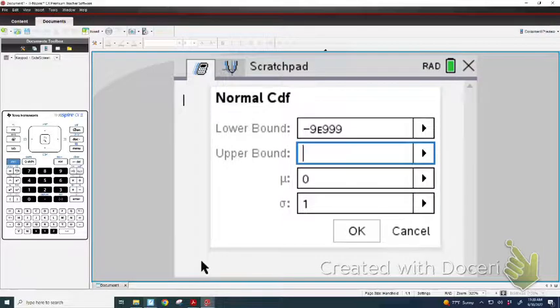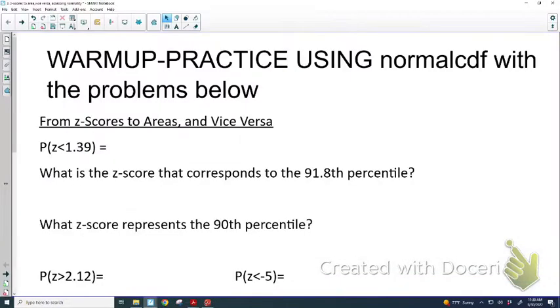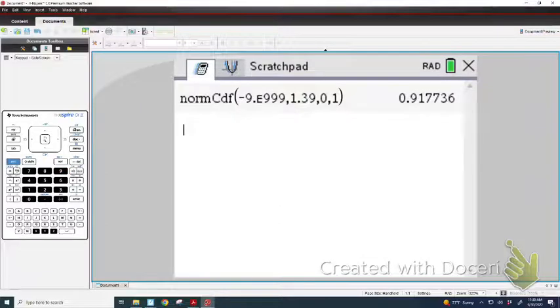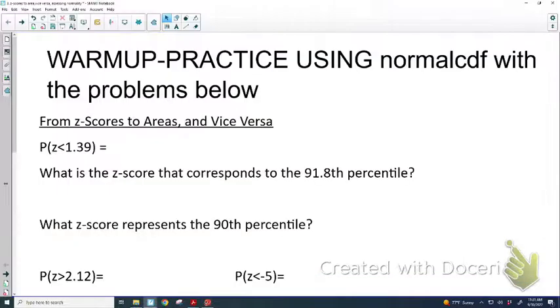You want CDF. So it defaults to negative infinity, so leave that alone. And let's type in, I forget what it was, 1.39. And we got our answer, 0.9177. Hopefully that one makes sense.